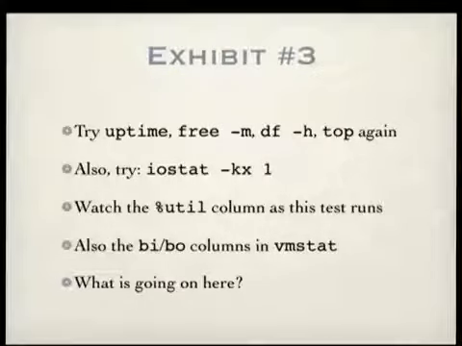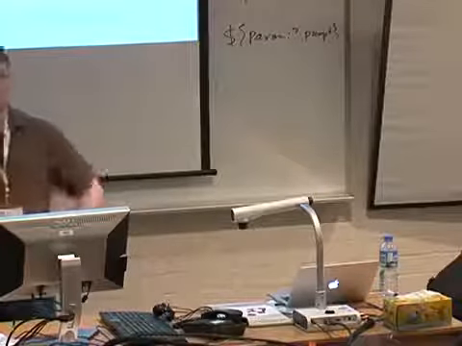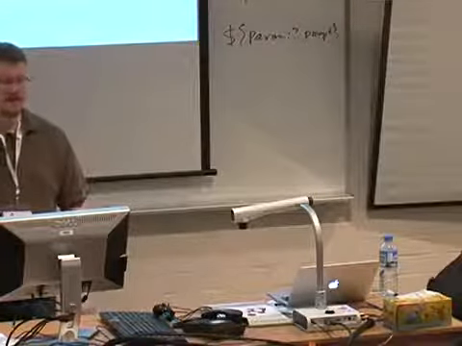So we're going to take a look now at another example here. I'm doing something else to the machine, less catastrophic this time. We hope. No promises. Try uptime, free, df, top. Take a look around. See if you can see anything. And then give this other command, iostat -kx 1. Give that a shot. You might have to widen your terminal a bit if it wraps around, because it's a very, very verbose command.